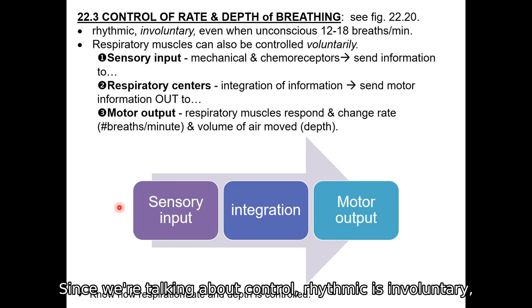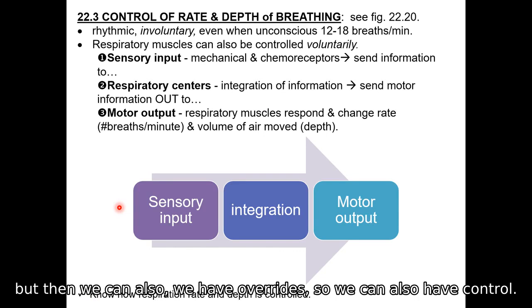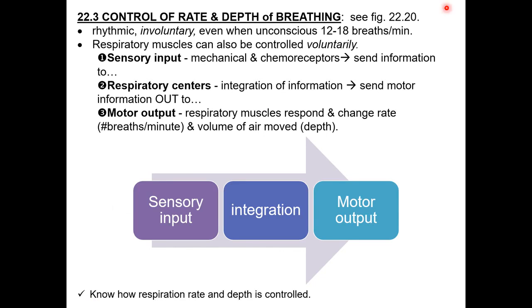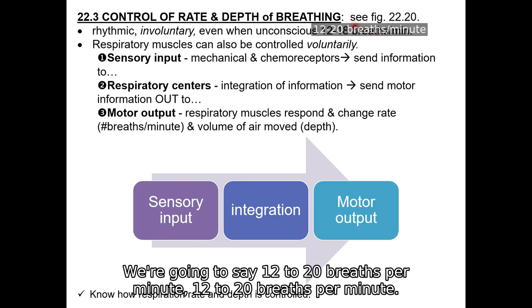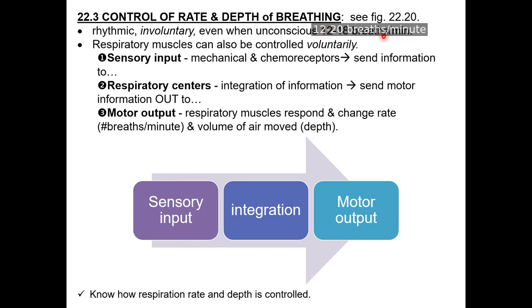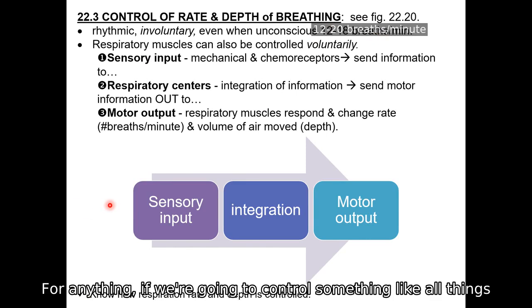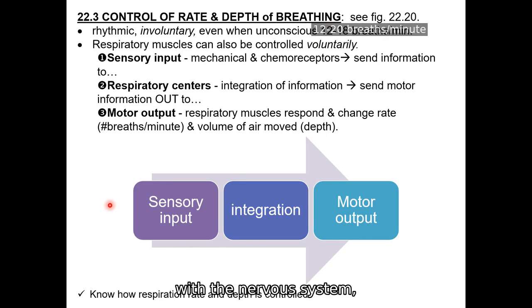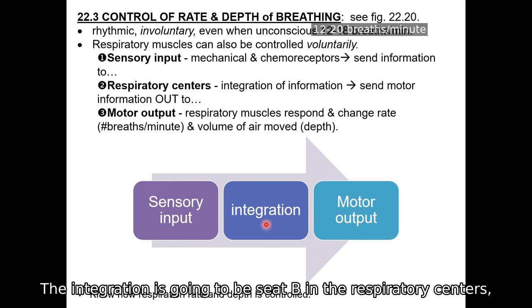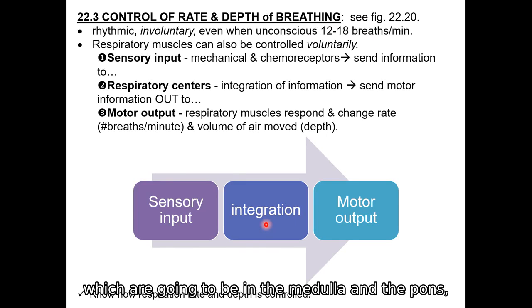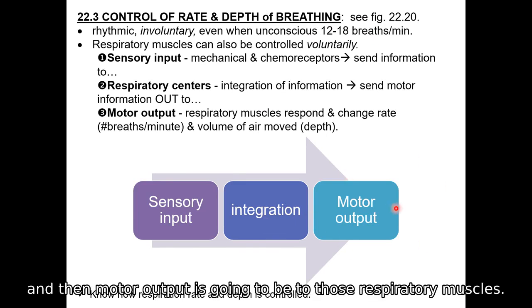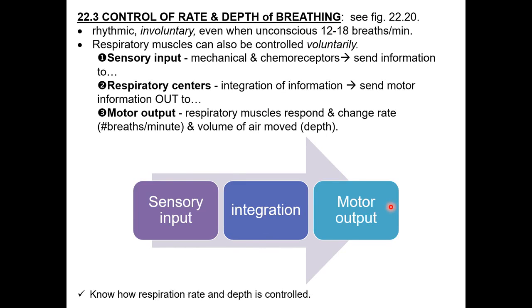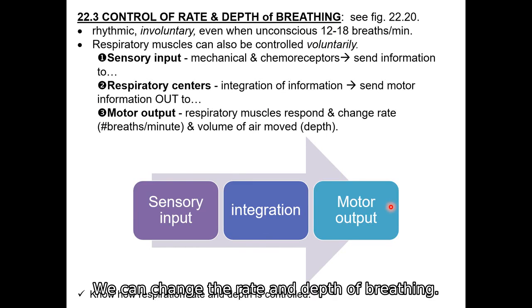Since we were talking about control, it's rhythmic and involuntary, right? But then we have overrides, so we can also have voluntary control. And yep, we're going to say 12 to 20 breaths per minute. For anything, if we're going to control something, like all things with the nervous system, there's always going to be sensory input. The integration is going to be in the respiratory centers, which are going to be in the medulla and the pons. And then motor output is going to be to those respiratory muscles. Okay, and so we can change the rate and depth of breathing.